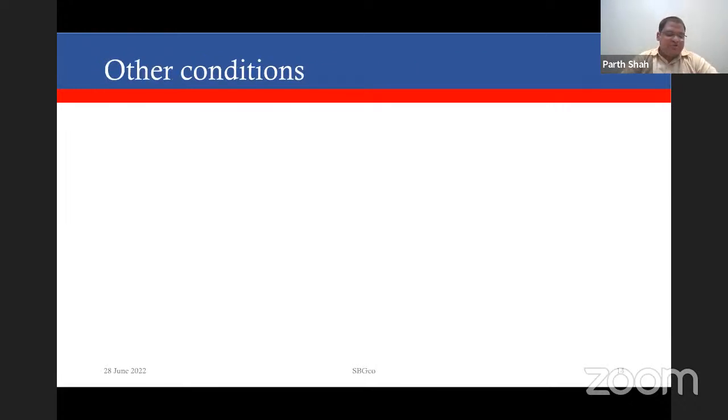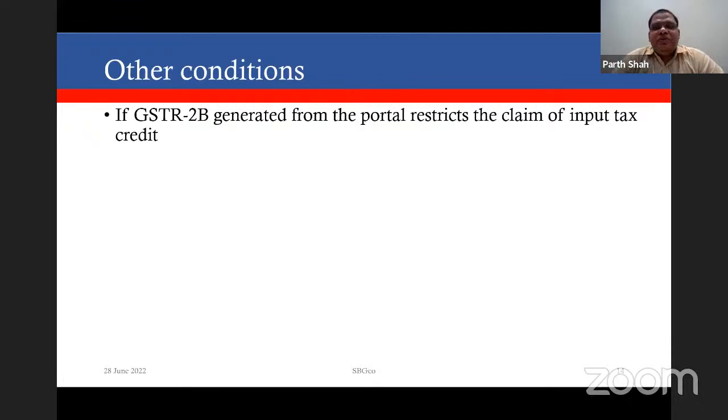This takes me to some other conditions which are there under 16(2)(b). If GSTR-2B generated from the portal restricts the claim of input tax credit. As you all know, we also have a new form coming from the portal, GSTR-2B. It's a different version of GSTR-2A. The difference is that GSTR-2B is static, meaning once generated, it does not change for that particular month. The subsequent entries appear in the next month's GSTR-2B.